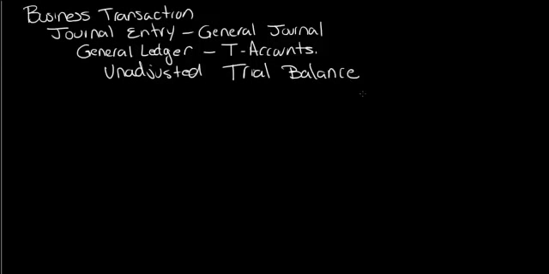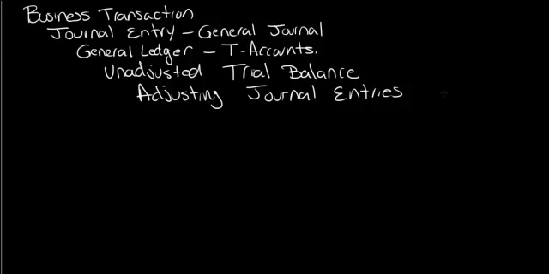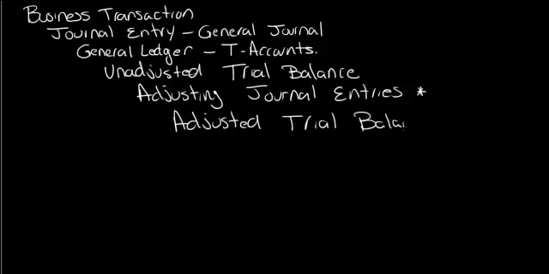So we'll create an unadjusted trial balance. Then we'll do adjusting journal entries and record any accruals that we may need to make. One thing to note is adjusting journal entries never involve cash. We'll then create an adjusted trial balance. From there, we create the financial statements.